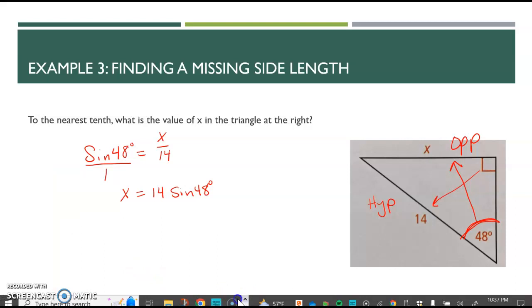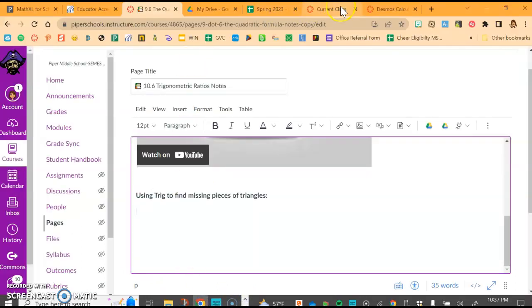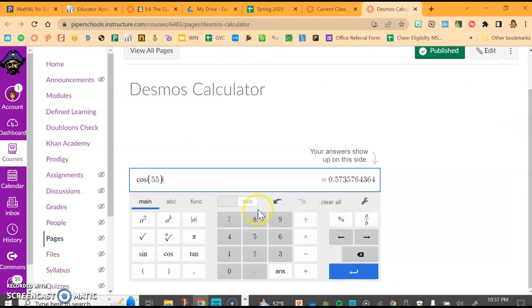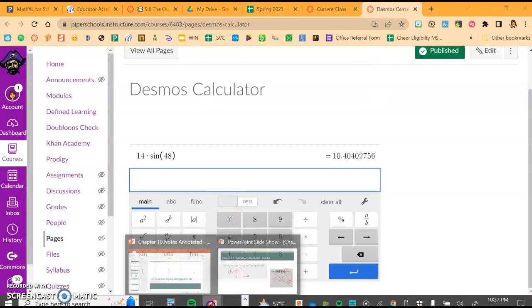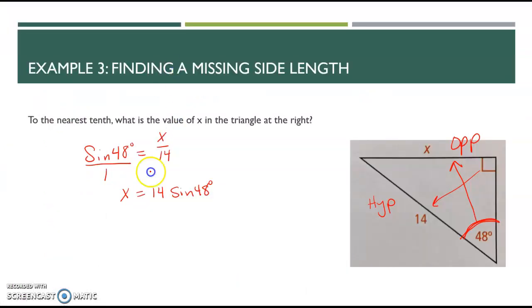Pull this back up. Oops, forgot that I was there. All right, into our calculator, we are going to type 14 times sine of 48. And again, I like to close my parentheses. And so we end up with, and this tells us to round to the nearest tenth, 10.40. So our nearest tenth is 10.4. So we are at approximately 10.4. And that is our side length.